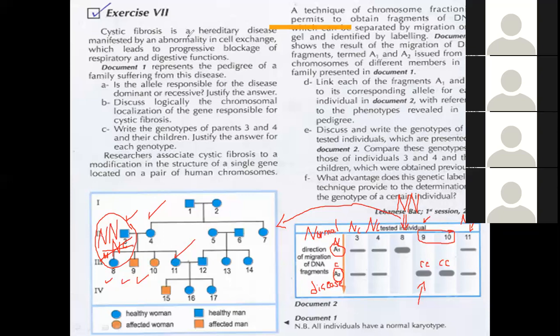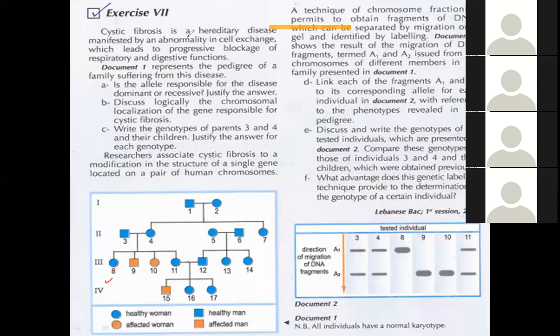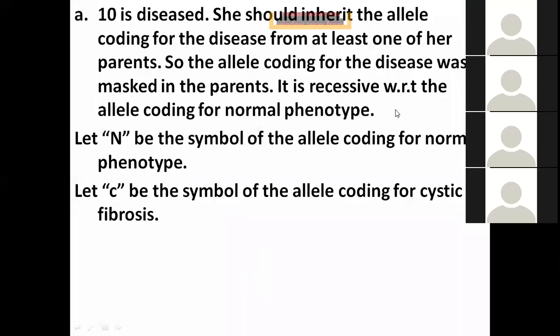Okay? So let's move to the solution. This disease, as Selena said, she should inherit the allele coding for the disease from at least one of her parents. So the allele coding for the disease is masked in the parent, so it's recessive with respect to the allele coding for the normal. We have to symbolize: let N capital be the symbol of the allele coding for the normal phenotype, and let c small be the symbol of the allele coding for cystic fibrosis.